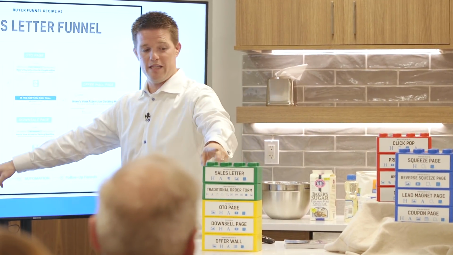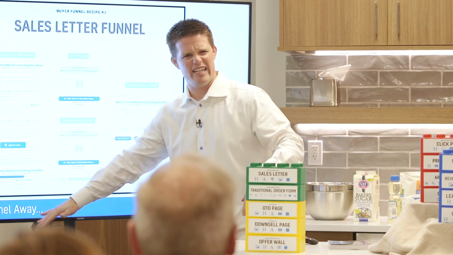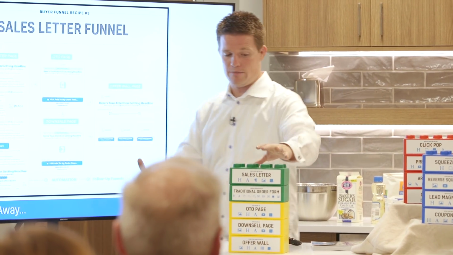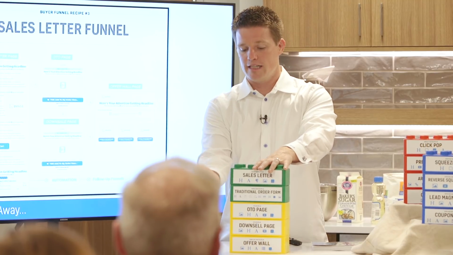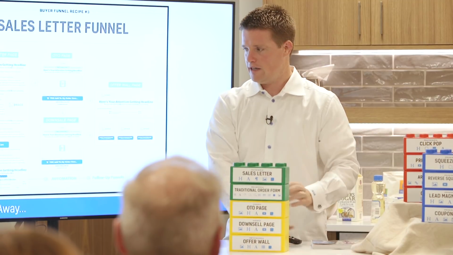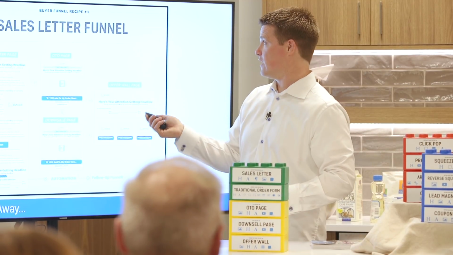This one has the order form in the page, but I didn't want it in the page because I think that's tacky, and I wanted to have a separate page. Whatever reason you have, you come up with. So I broke it out, and I just made it traditional. So then I went sales letter, click the order form. Then from there we got the upsell, downsell, offer wall, and there you go. There's the sales letter funnel.